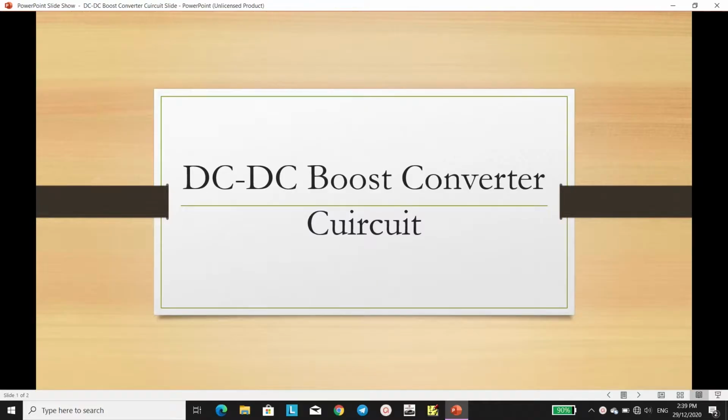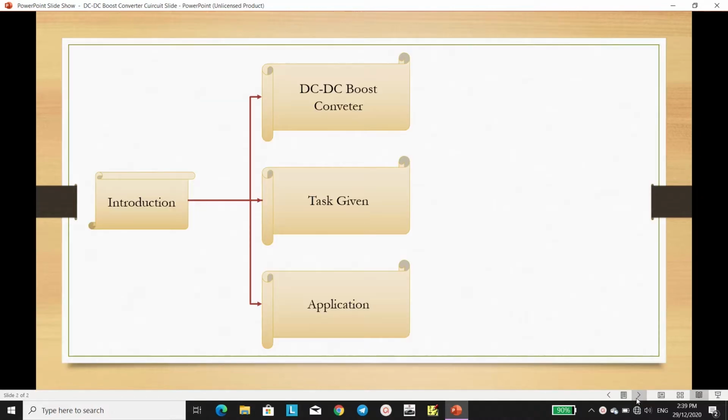Okay, today I would like to present about our mini project, which is titled DC to DC boost converter circuit. Okay, introduction. First is the DC to DC boost converter circuit.